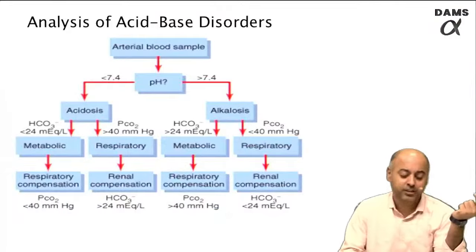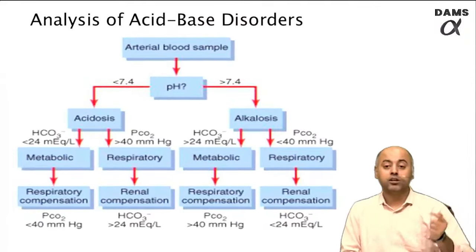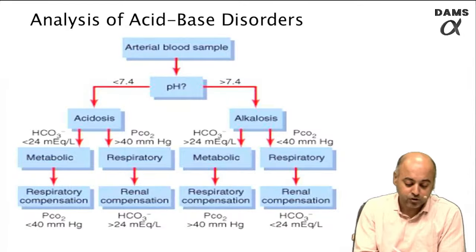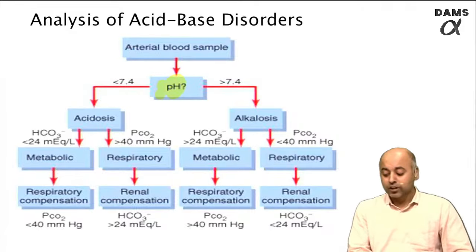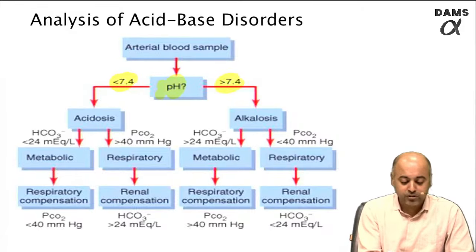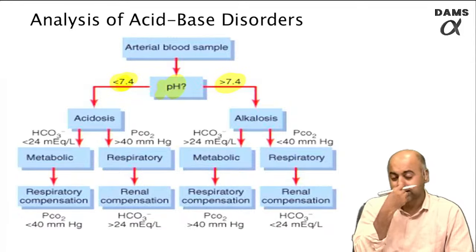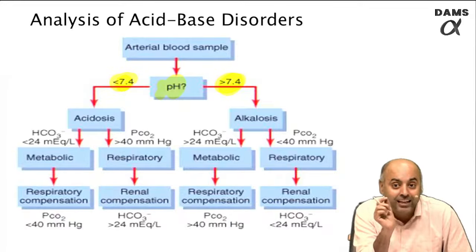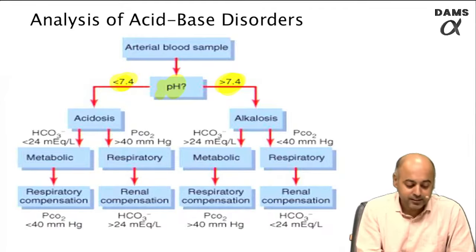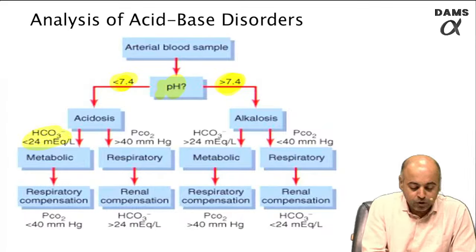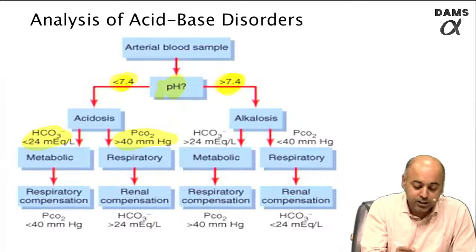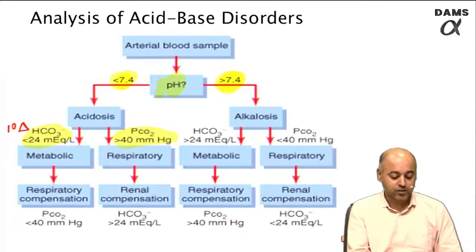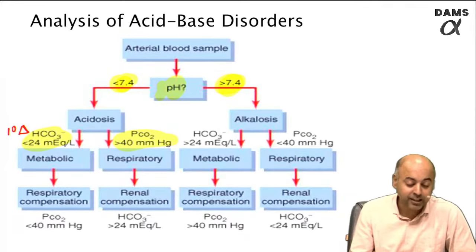So you can use this very simple flow chart to identify the primary diagnosis and look at the compensation. First you look at the pH. Based on the pH value, you determine whether it is less than 7.4 or more than 7.4. If it is less than 7.4, you say it is acidosis. If it is more than 7.4, then it is alkalosis. Now in acidosis, either the bicarbonate value should be low or the PCO2 value should be high. Whichever matches your prediction is the primary diagnosis.